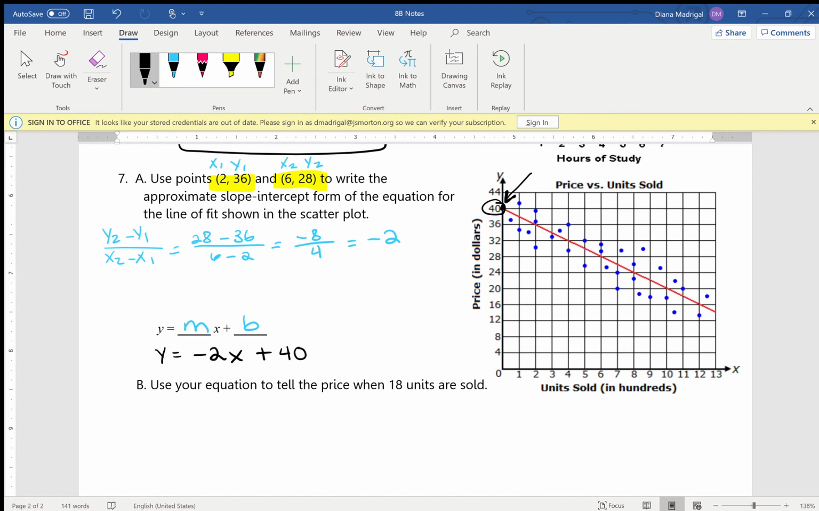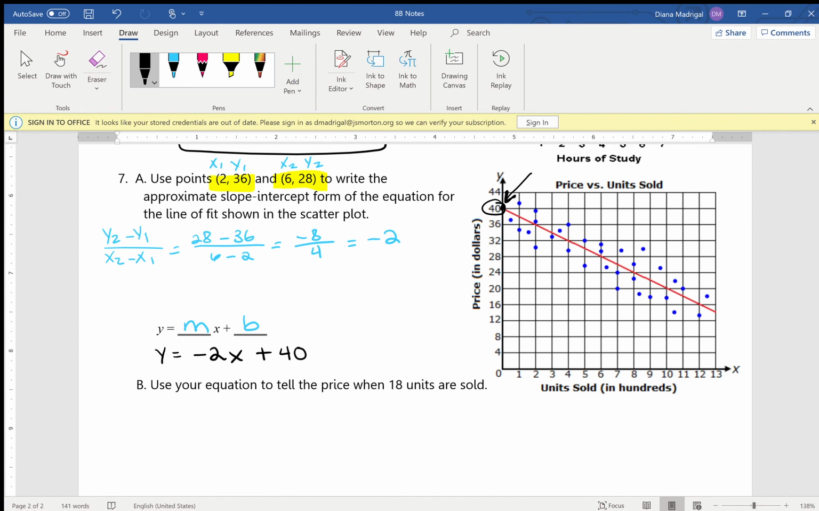So this is the equation that best represents my graph here. And remember, just because your answer for your slope is negative doesn't mean it's wrong. It's right. A negative slope means that your line is going to be decreasing, and as you can see, it's decreasing.